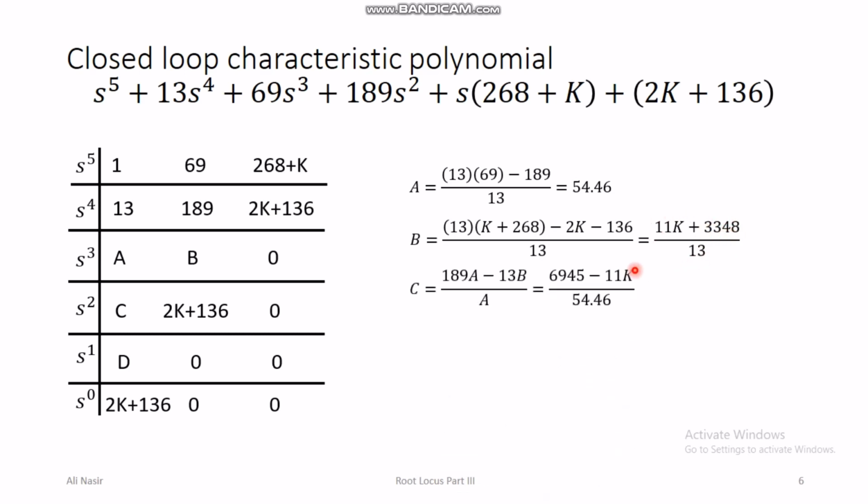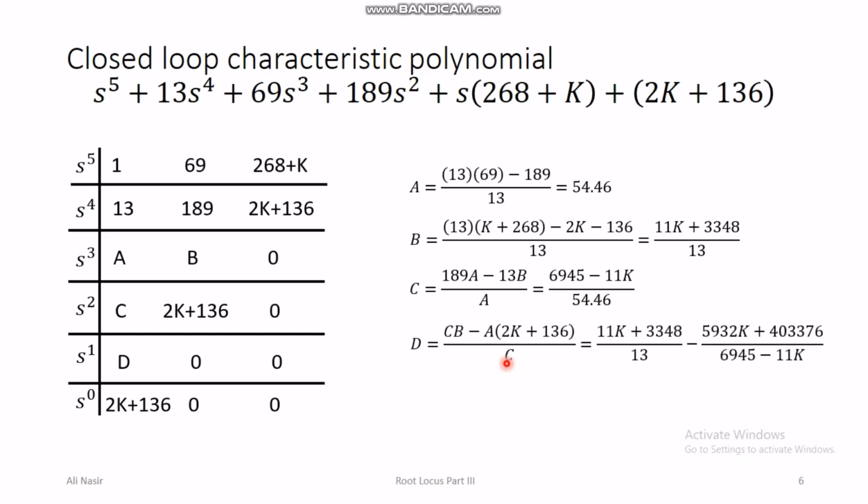And then c will be something like this. So c is a into 189, which is 54.46 into 189, minus 13 into b, this whole thing, and then divided by a. When you do all the simplification, it turns out to be like this. Alright, so next we look at the value of d. d would be c into b minus a into 2k plus 136, divided by c, and if you calculate and simplify this, it will be this whole expression minus this whole expression. So d is quite complicated, but we can deal with that.